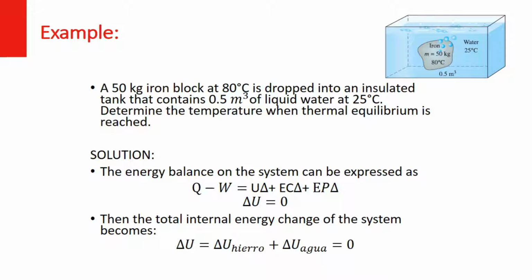For this problem, let's make some assumptions. First, both water and the iron block are incompressible substances. Second, constant specific heat at room temperature can be used for water and the iron. Third, the system is stationary, and thus the kinetic and potential energy changes are 0. Fourth, there are no electrical, shaft, or other forms of work involved. And fifth, the system is well isolated and thus there is no heat transfer.